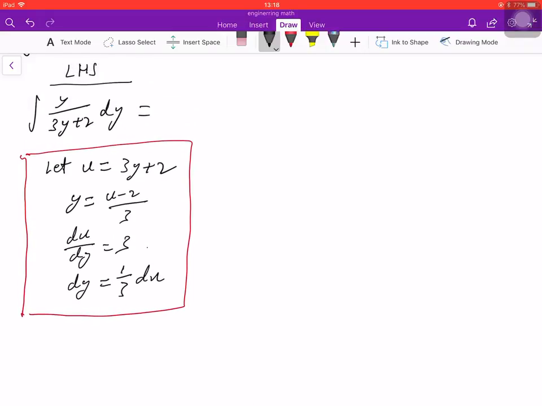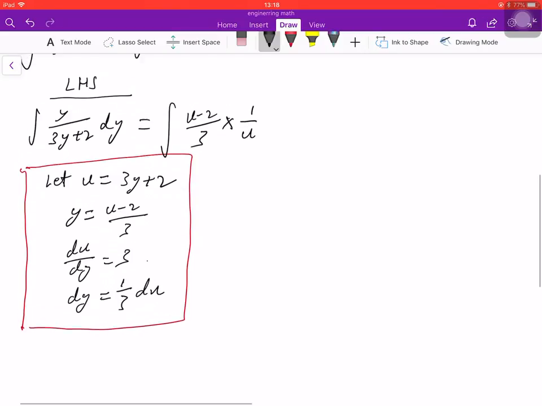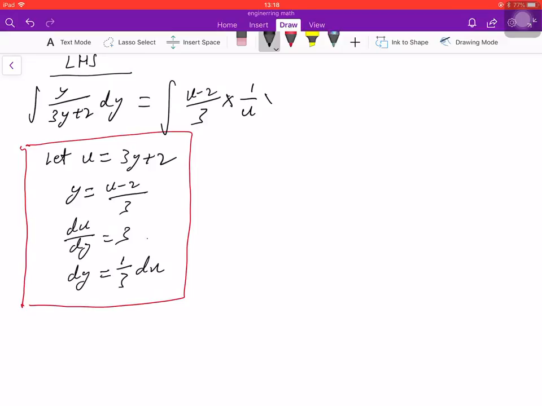Now we do the substitution over here. So y is substituted as (u minus 2) divided by 3, and 3y plus 2 is equal to u, so we multiply with 1 divided by u, and dy is equal to 1 over 3 du. Now we simplify this: 1 over 3 times 1 over 3, we have 1 over 9. So we can put this constant outside of our integral. Then we have (u minus 2) divided by u du.